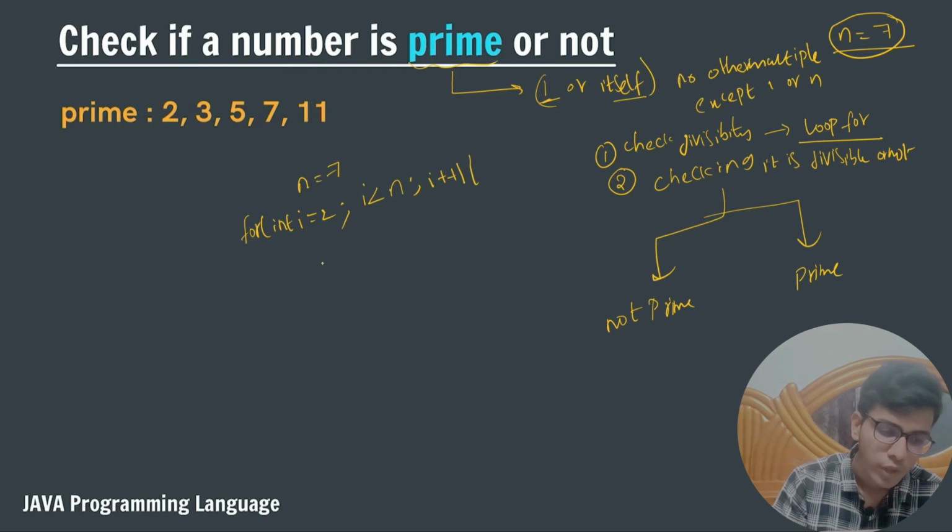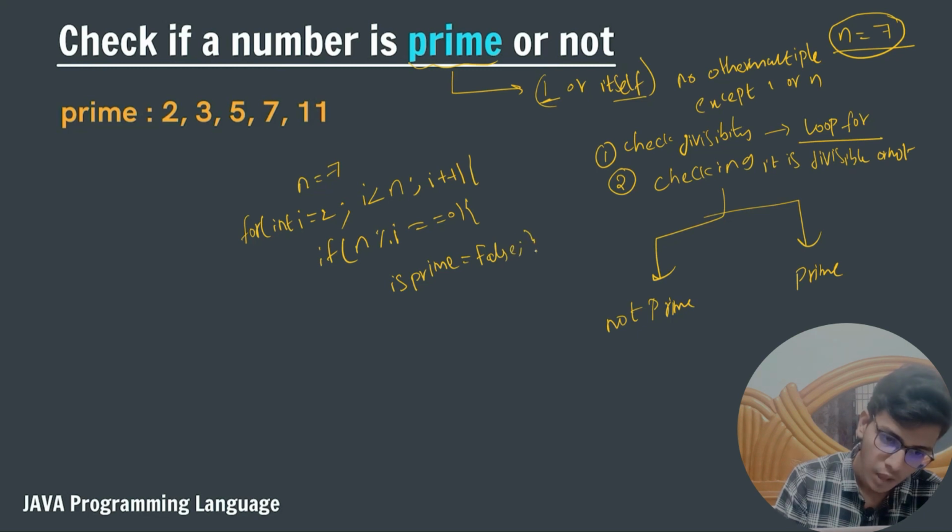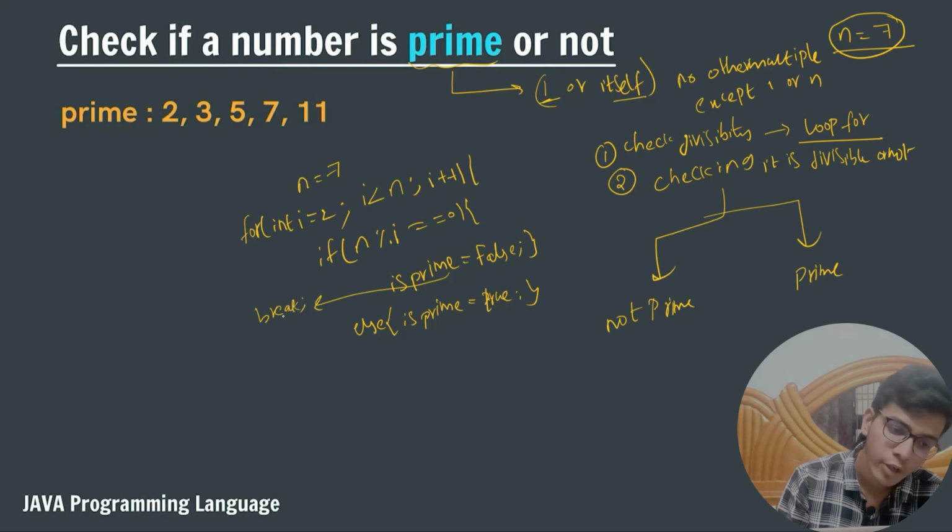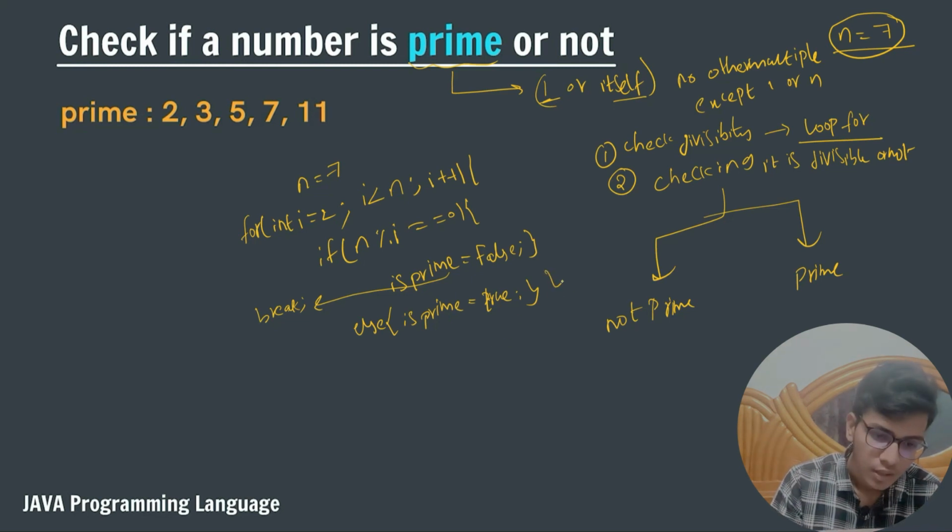In the for loop we are going to check if n modulo i is divisible or not. If it is divisible, then we'll get remainder 0, and then we can simply say isPrime equals false. If it is not, then in the else case, isPrime equals true. And one thing more: in the if statement we will write break. If it is divisible, then we set isPrime equals false and immediately terminate our loop, right? This is the syntax.